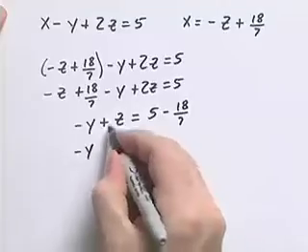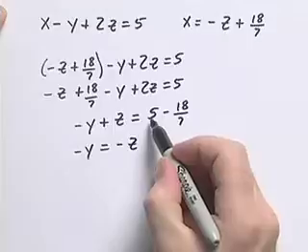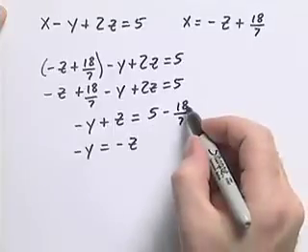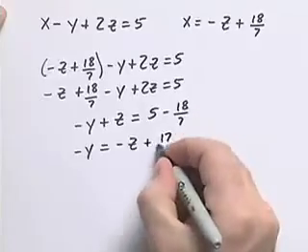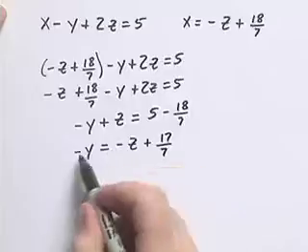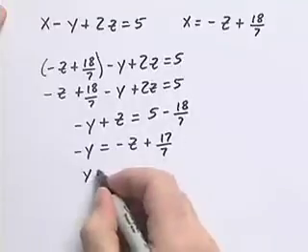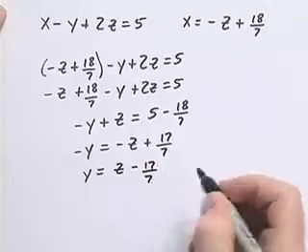We'll have negative y. We want to bring the z to the other side, so we'll have negative z. And 5 is really 35 over 7, so 35 minus 18 is 17, so we'll have plus 17 over 7. And we need to get rid of this negative, so we'll multiply both sides by negative 1. So y is equal to z minus 17 over 7.